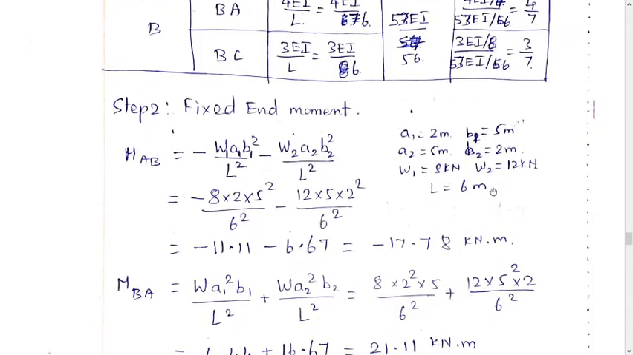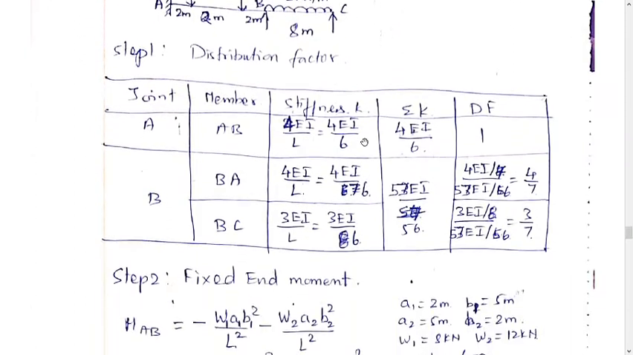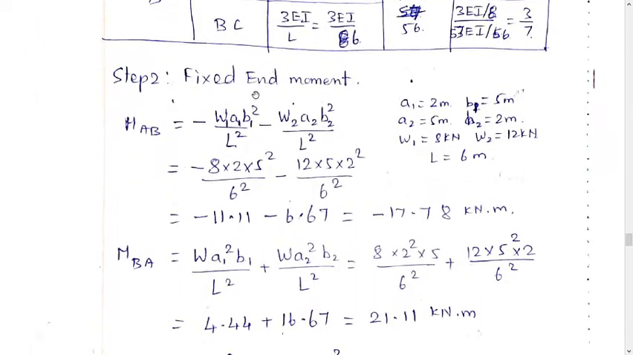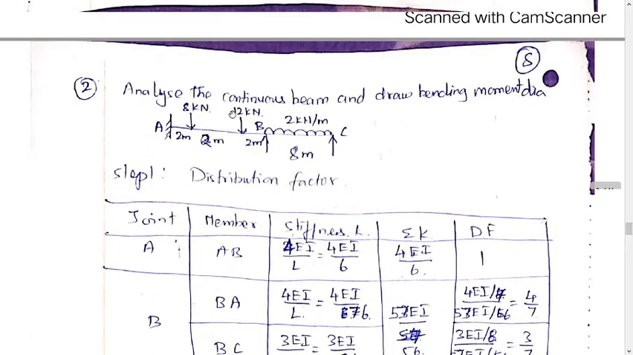Then the fixed end moment. In this problem the main step I have to introduce is this fixed end moment. You can see that there are two point loads, 8 kilonewton and 12 kilonewton. Now we know that with only one point load at a distance a, you know the fixed end moment at A and at B. But now you have 2 point loads.